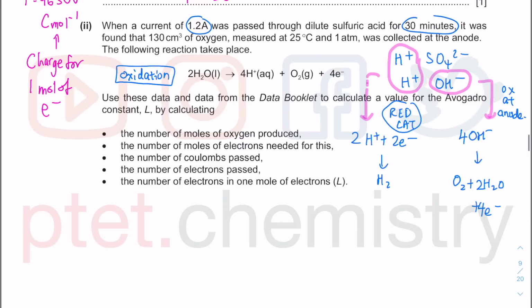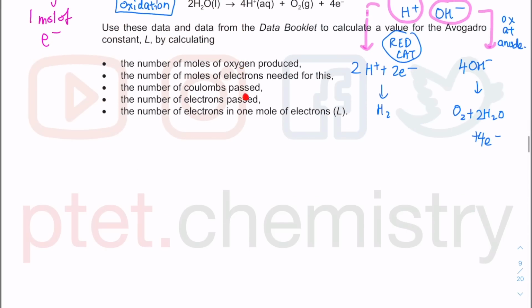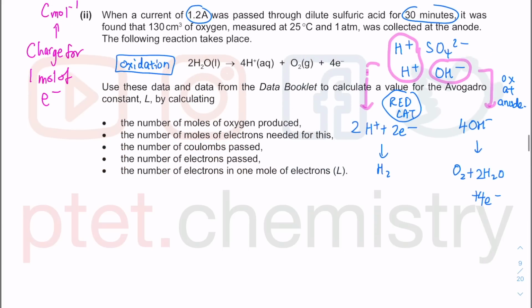But what do they want here? They want you to calculate a value for the Avogadro constant. They're trying to guide you. There are 5 things to be calculated there, and there are 4 marks to run up these 15 marks questions. So let's try to do them one by one.